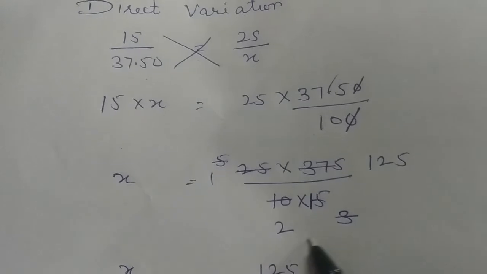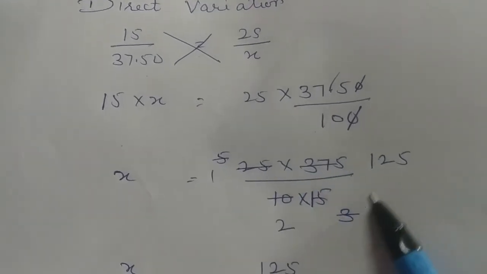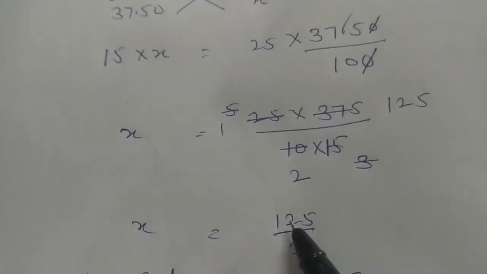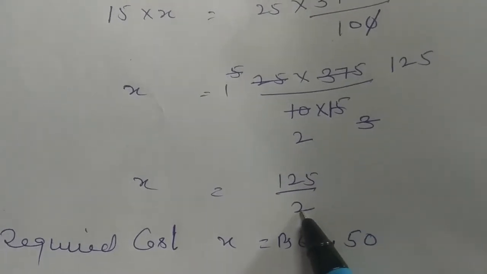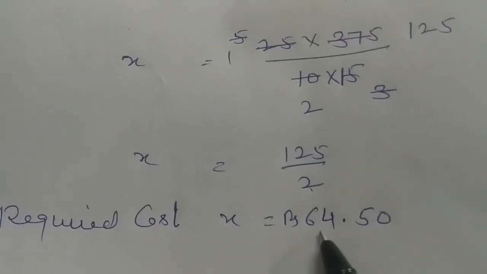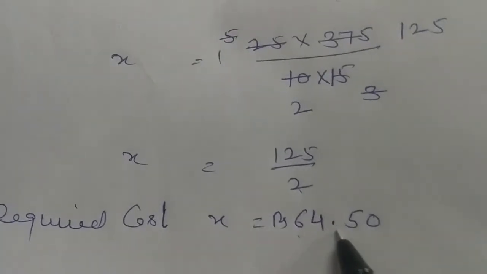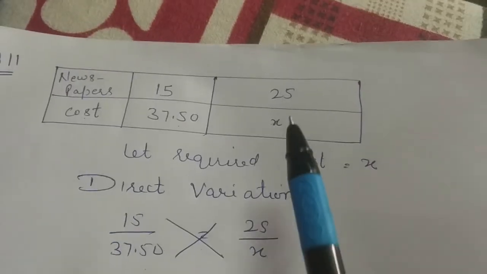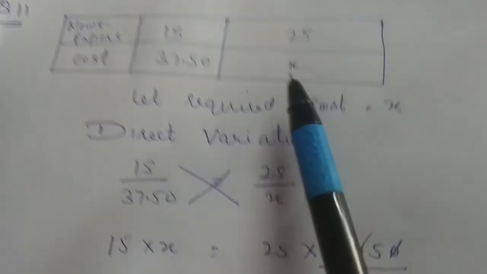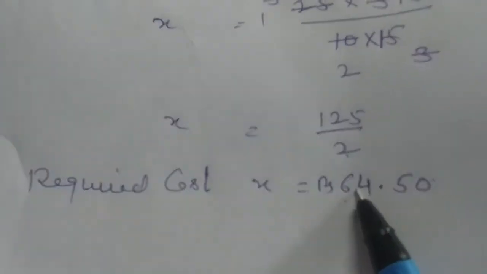After reducing to the lowest terms by cutting with the tables, you will get 125 by 2, and when you divide it, your answer will be 64.50. It means the cost of 25 newspapers will be 64.50.